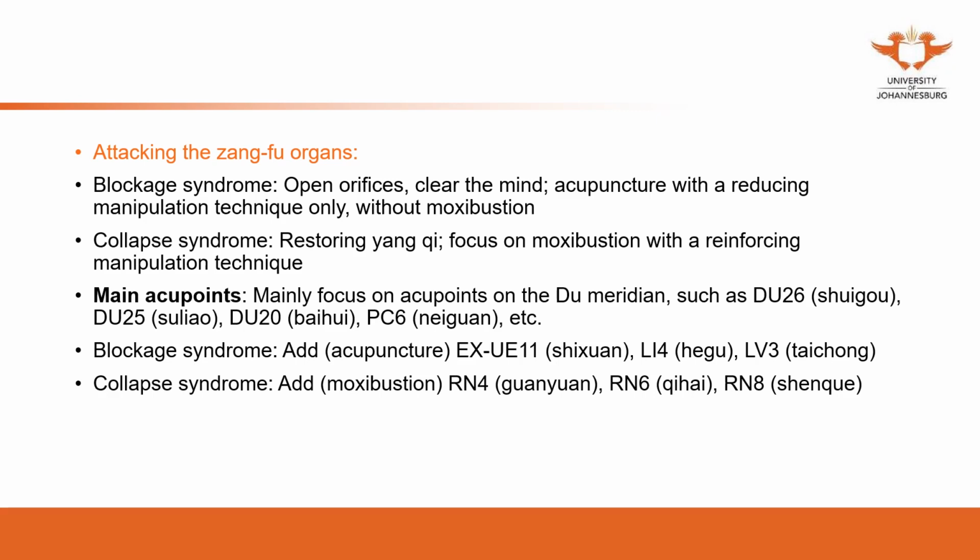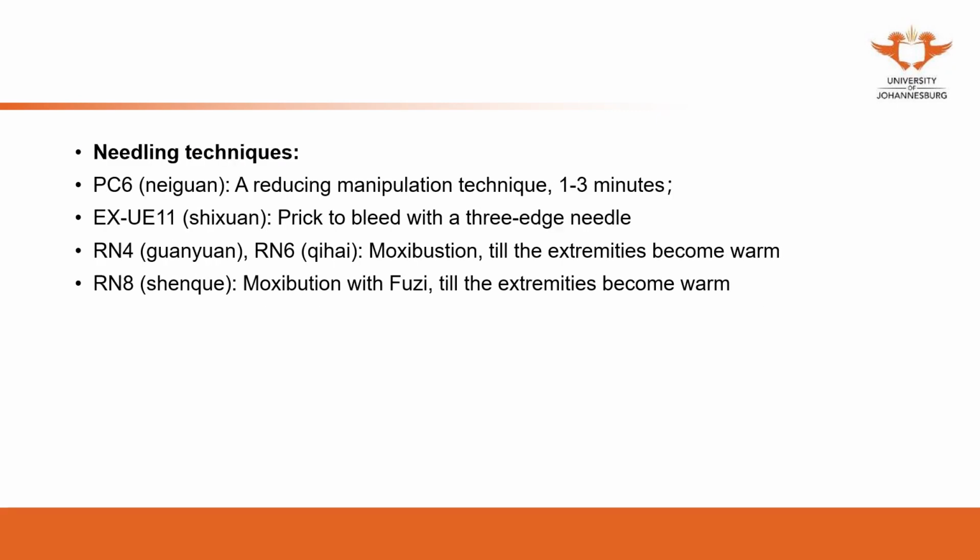For the blockage syndrome, we add acupuncture 11, large intestine 4, liver 3. Collapse syndrome, Ren 4, Ren 6, Ren 8, we can use moxibustion. Pericardium 6, reducing technique. Actual UE 11, cause bleeding with 3 edge needles.